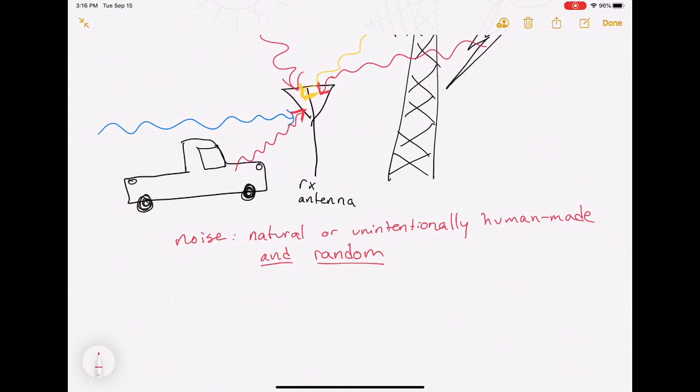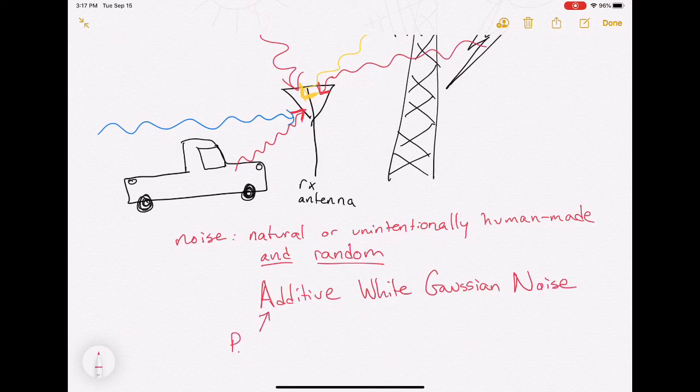Most of the noise that we're going to talk about, and this is a simplification, but this is also an undergraduate antenna class, so that's fine, is additive white Gaussian noise. Additive means that the noise power gets added to the desired power. So I'm going to say PS for signal. It's not getting multiplied by anything. It doesn't have anything fancy going on. It's just getting added in.